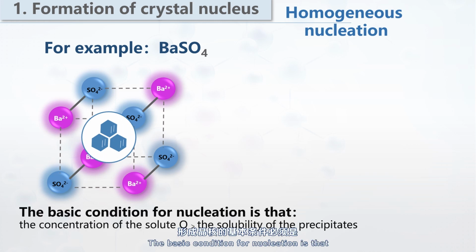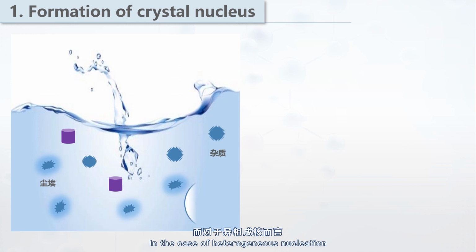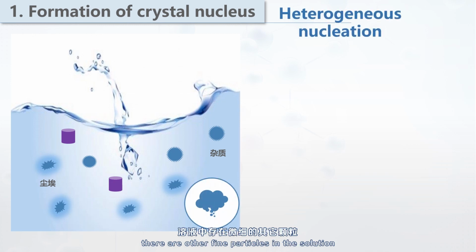The basic condition for nucleation is that the solution is supersaturated, which means that the concentration of the solute Q is greater than the solubility of the precipitate S when the nucleus is formed. In the case of heterogeneous nucleation, there are other fine particles in the solution, such as dust, impurities, and other particles. In the process of precipitation, they play the role of crystal nucleus and induce the formation of precipitate.